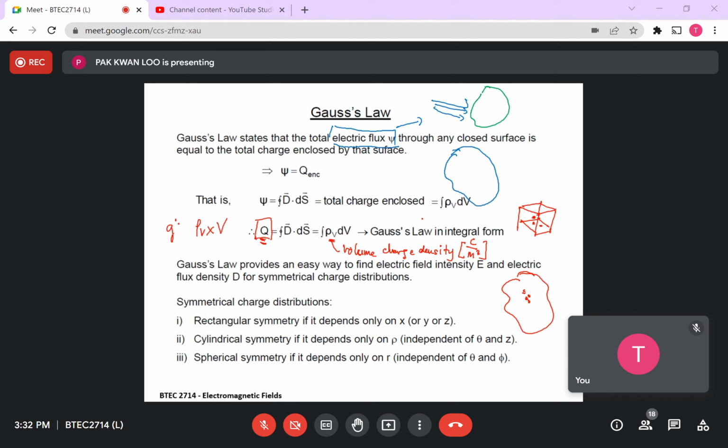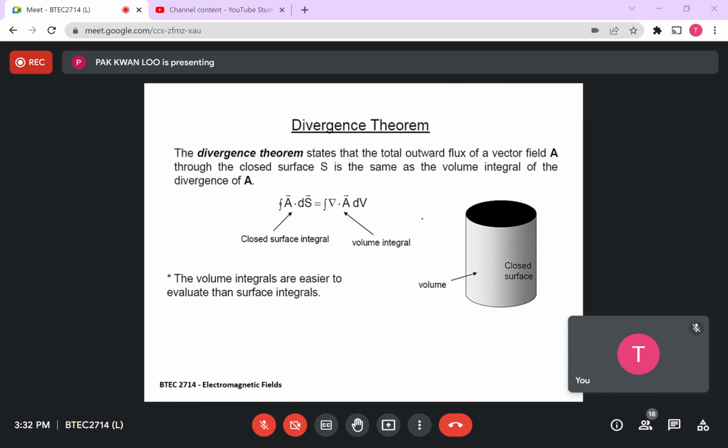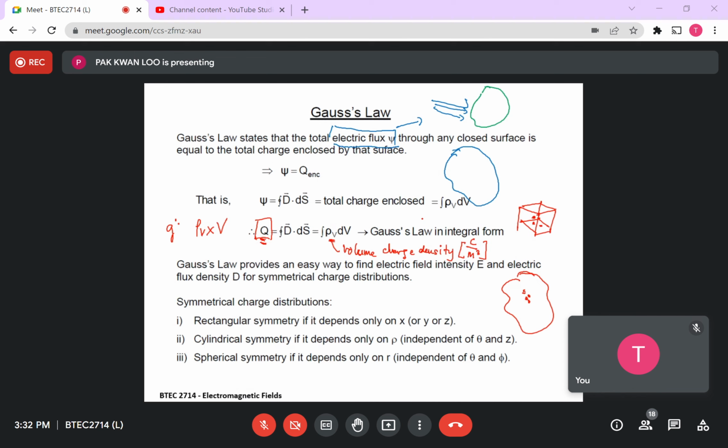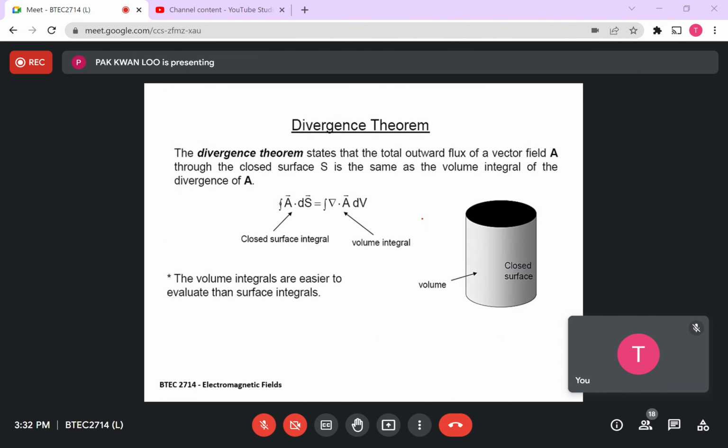Either x, or y, or z, depending on the charge distribution. The symmetrical charge distribution only depends on x, y, or z. So we have cylindrical symmetry, and we also have spherical symmetry. We look at each one of them in the subsequent examples. Okay, so the divergence theorem relates the surface integral with the volume integral.